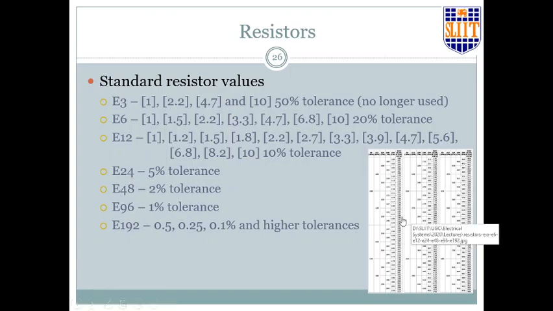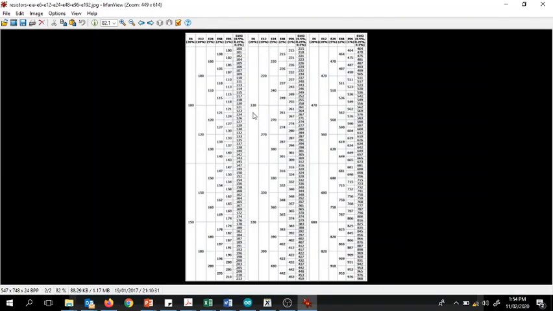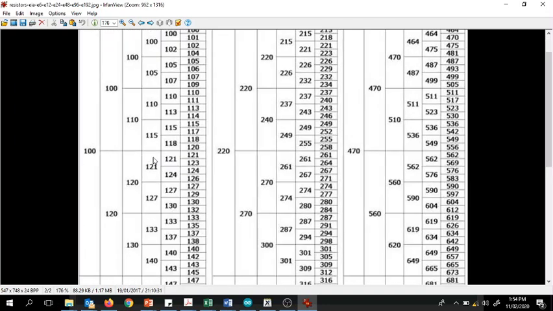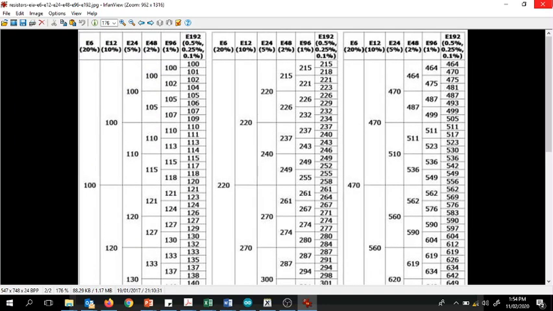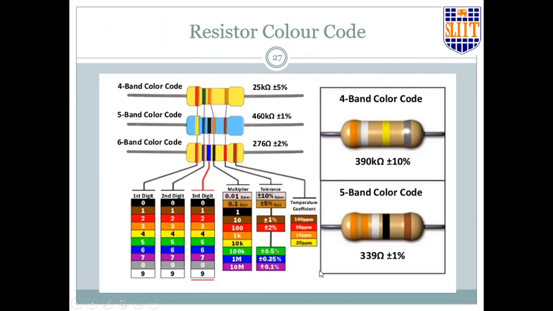Now you can see, if you look at this one, another thing, I'll come into that a little later on. The color code, right?